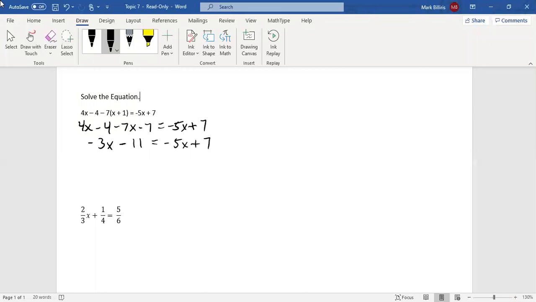Next, isolate. So we'll move the x on the right-hand side by taking the opposite. And then we're going to move the negative 11 to the right-hand side by also taking its opposite. So negative 3x plus 5x gives us 2x. Negative 11 plus 11 cancels. Negative 5x plus 5x cancels, and 7 plus 11 is 18. Our last step is to divide by 2, so x would equal 9.